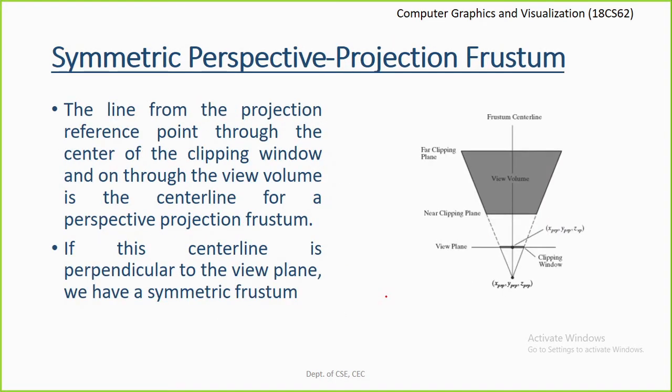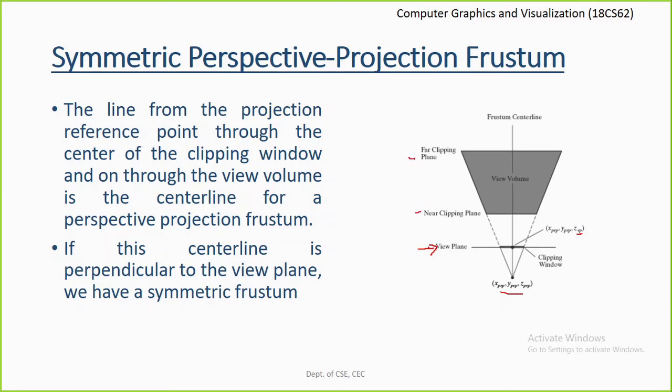Now, before proceeding further, let us try to understand what we mean by a symmetric perspective projection frustum. If you look at this diagram here, you have the projection reference point XPRP, YPRP, ZPRP. You have the view plane here. ZVP is the position of the view plane. And this is the view of the frustum from the top. If you look at a given frustum from the top, this is how it looks. So you have the near clipping plane and the far clipping plane.